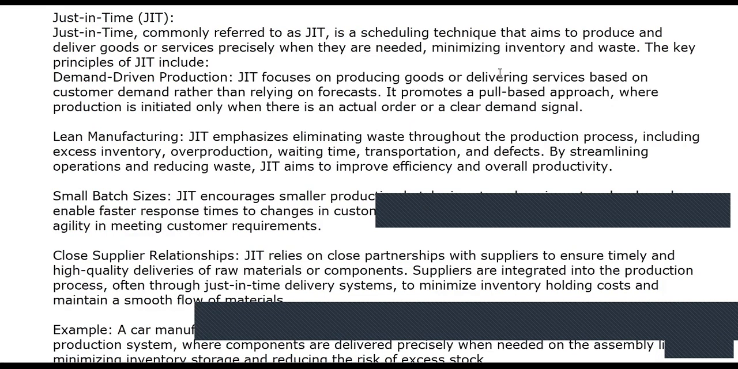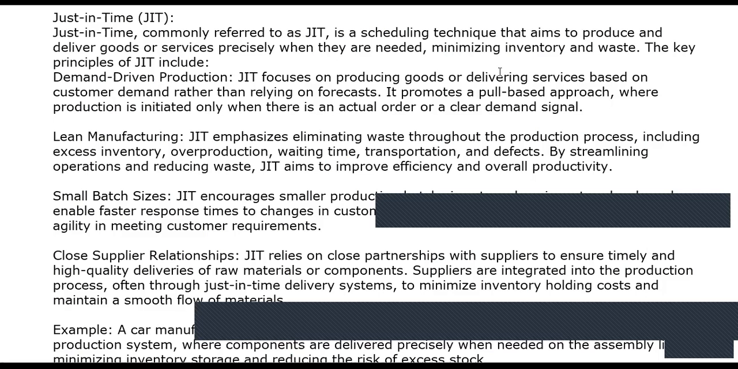Demand-driven production focuses on only producing goods and services based on customer needs rather than relying on forecasts. It promotes a pull-based approach where production is initiated only when there's an actual order. You don't produce if there's no order.